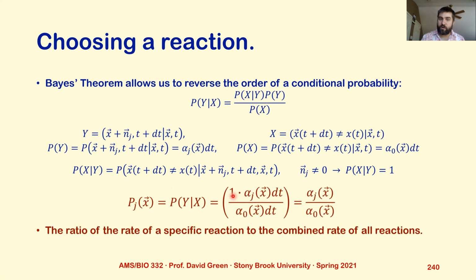This first term is a 1. The second term is just the transition probability for the specific reaction. And the denominator is the combined reaction probability. The 1 disappears, the dt's cancel out, and we're left with a probability that's just a ratio of the rate of a specific reaction to the combined rate. So once we know a reaction has happened, the specific reaction has a probability that's just given by a ratio of the rate of that reaction to the probability of any reaction, or the rate of that reaction to the combined rate.